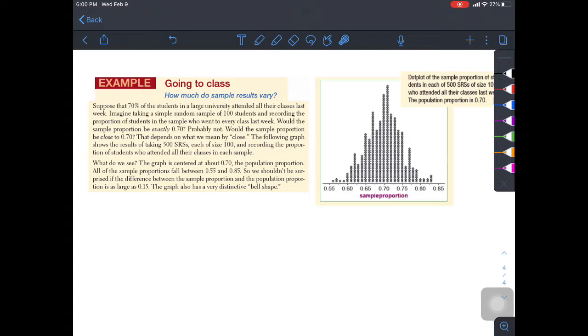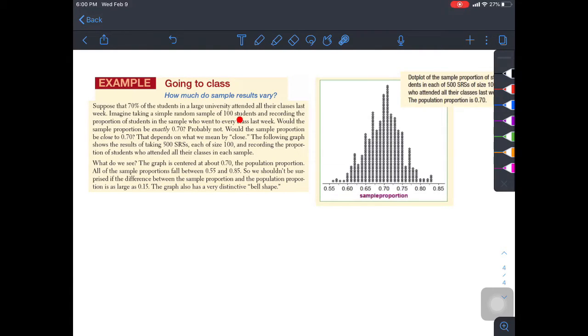This is not a downright question. This is what do you see, but we'll just discuss it together. So suppose that 70% of the students in a large university attended all their classes last week. So 70% attended all classes last week. Imagine taking a simple random sample of 100 kids.